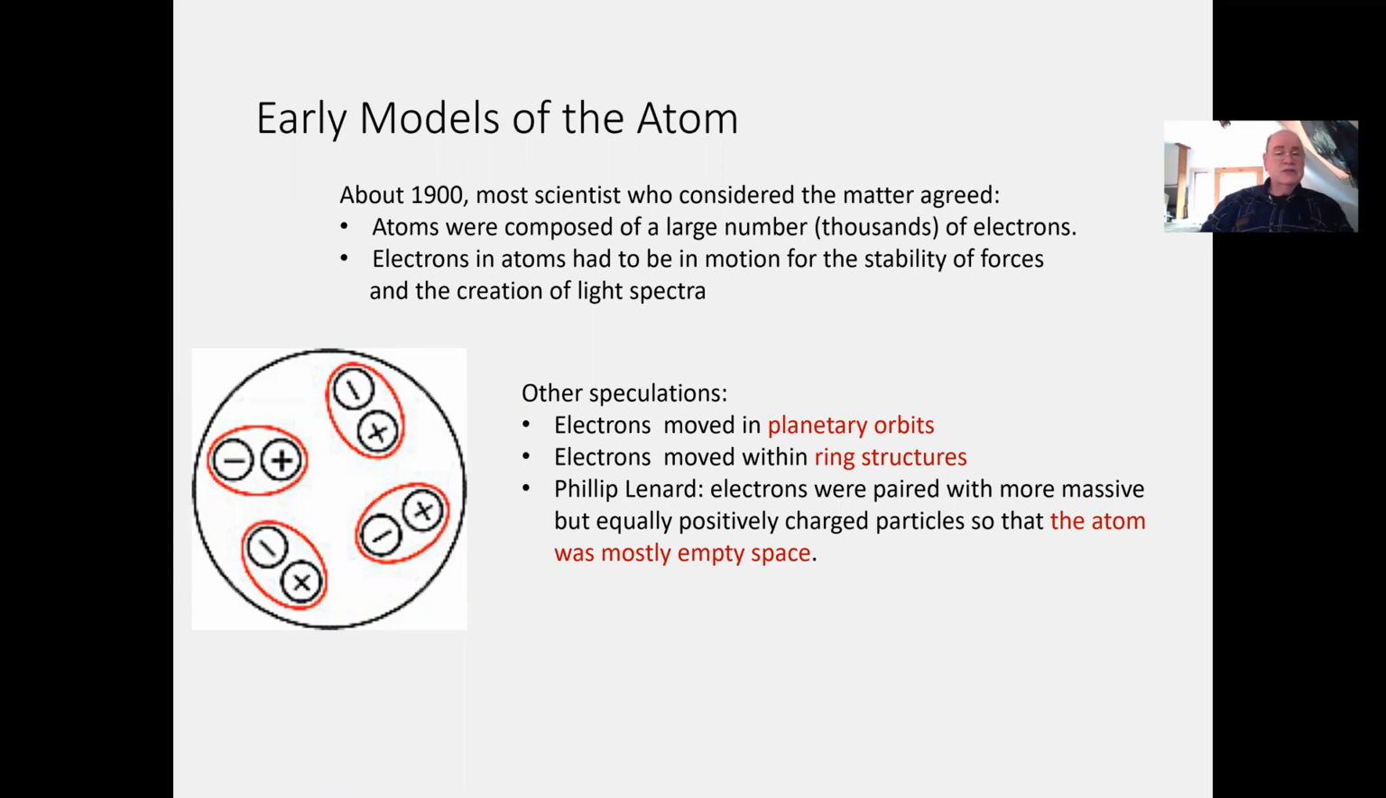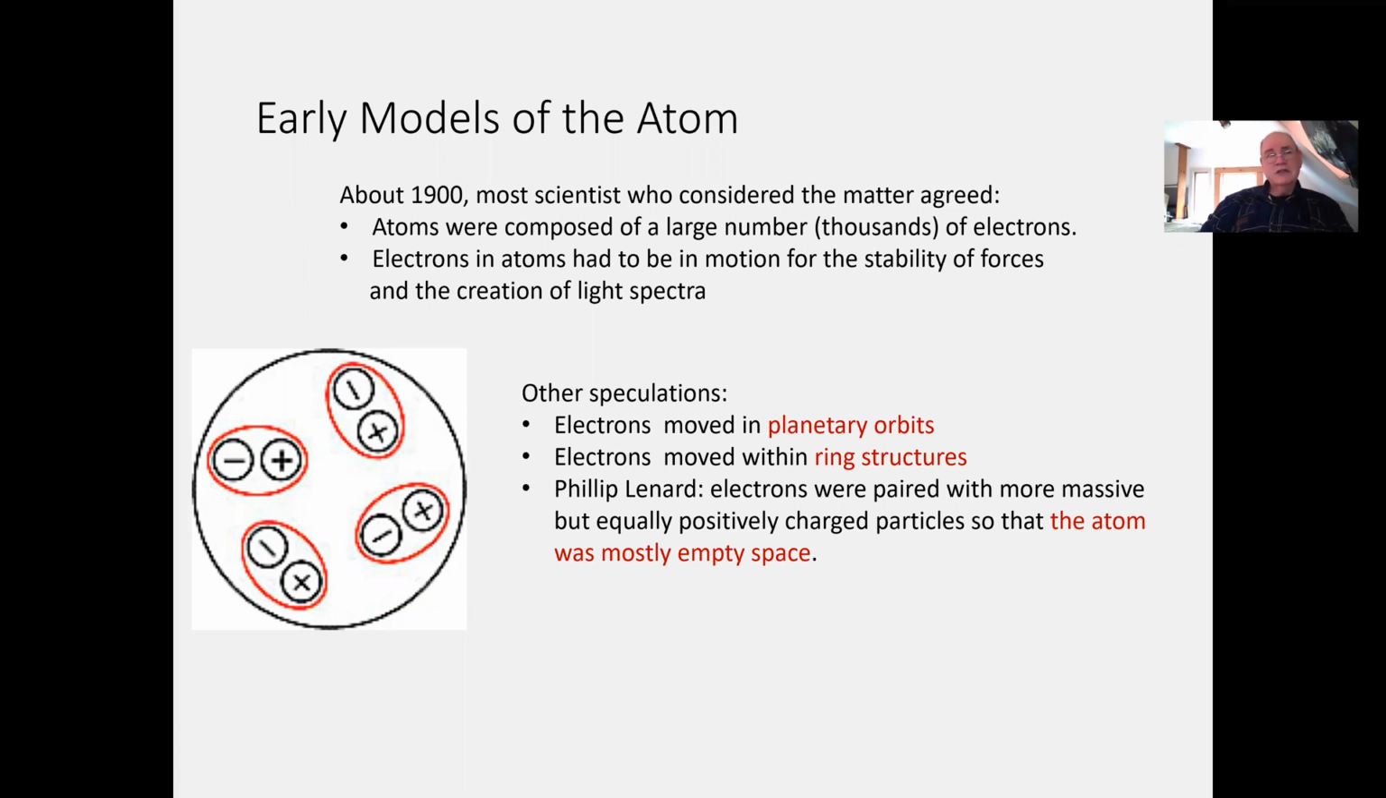There were other ideas besides the crazy electron theory. The planetary orbits was an idea, which will come back. The electrons were maybe orbiting in some way. There were ring structures. The electrons were in structures of rings, which we'll, of course, see in the modern theory of chemistry cells. These ideas were all thrown around.